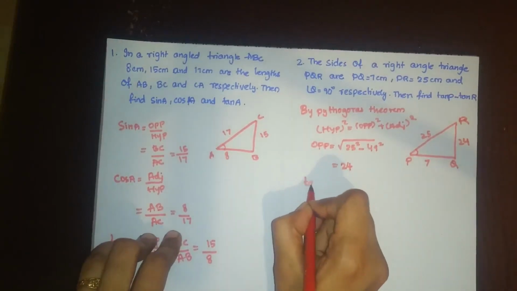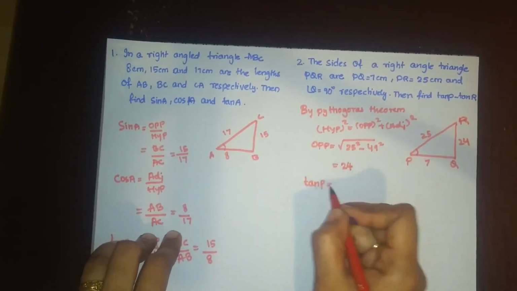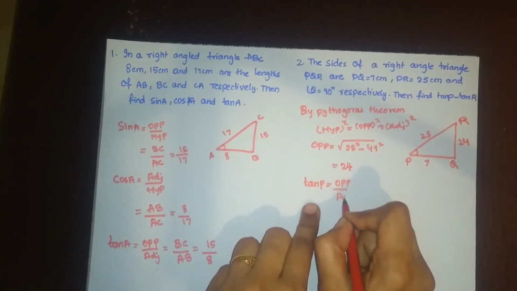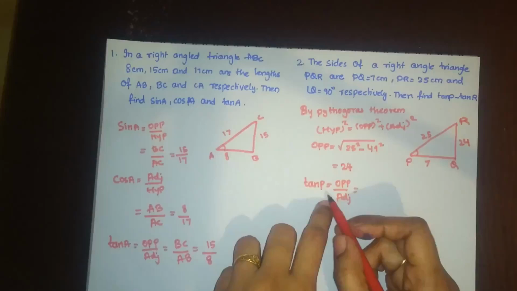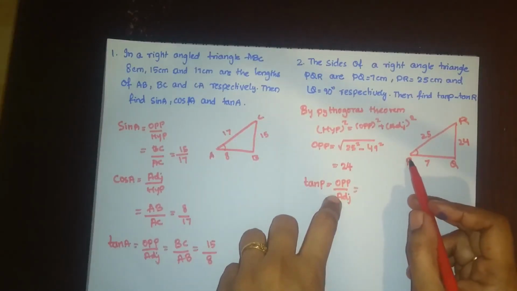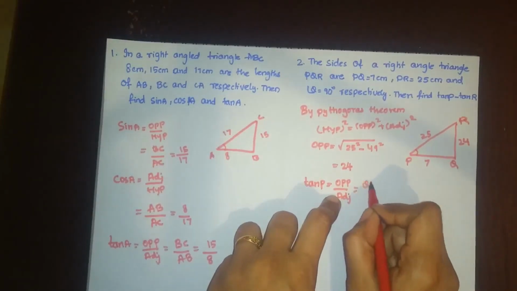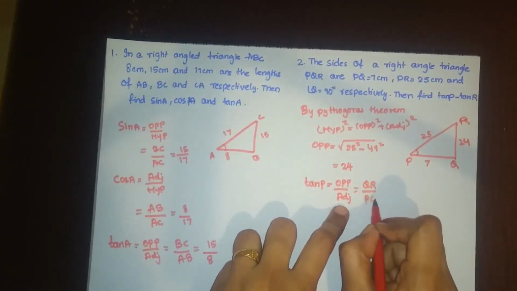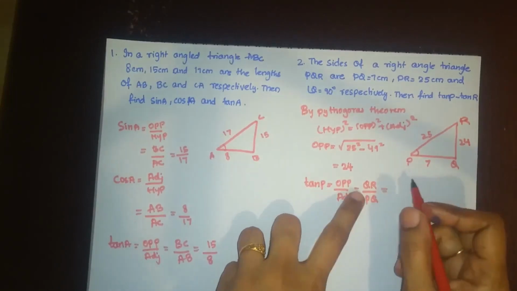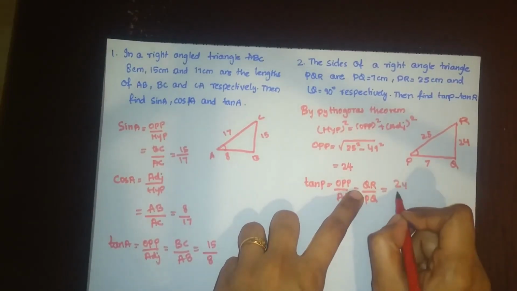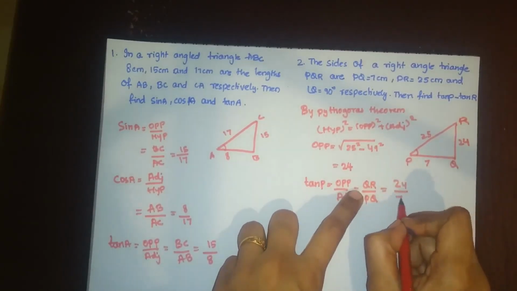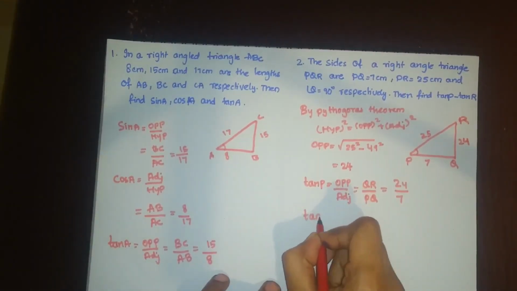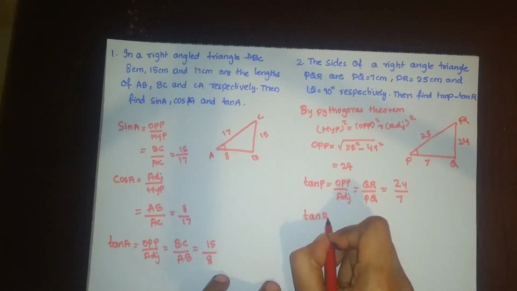Now, what is the formula for tan P? Opposite by adjacent. What is the side opposite to angle P? It is QR. And what is adjacent? PQ. Now the length of QR is 24. PQ length is 7. And now tan R.